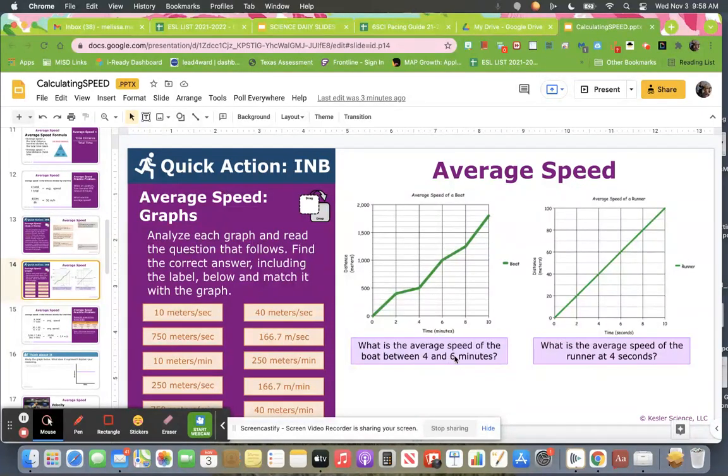Between 4 and 6 minutes. What is the average speed between 4 and 6 minutes? So about 5, and then we're looking at that dot. We can do 5 minutes divided by what is there. Counting 500 to 1,000, 600, 700, 800, 900. This is about 800 meters.